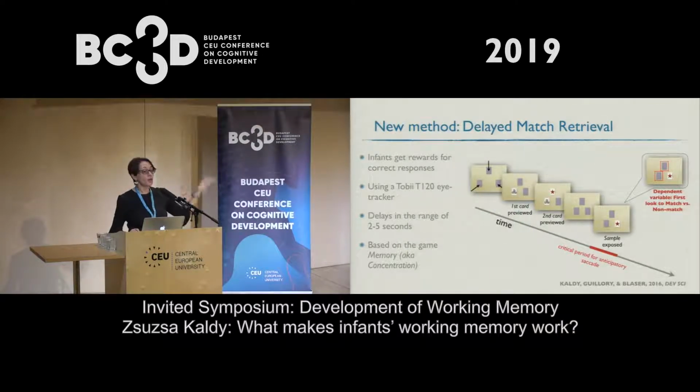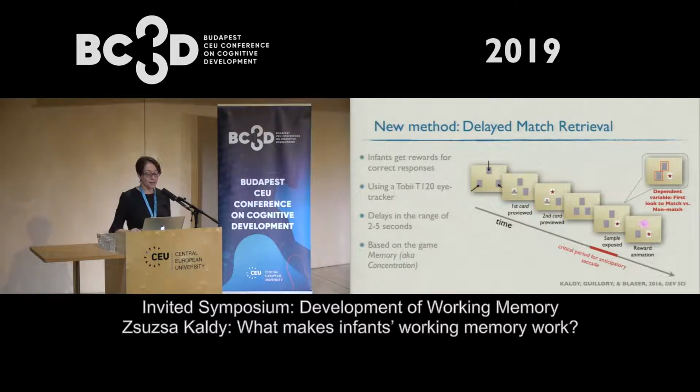And what we're testing is during this short period when both of those target cards are still face down, which one is the baby choosing with their eye movements? Which one are they looking at first? And we're also measuring which one they're looking at longer. These 2 measures are very tightly correlated. The delays in this task are in the range of 2 to 5 seconds, and this is an eye tracking task.